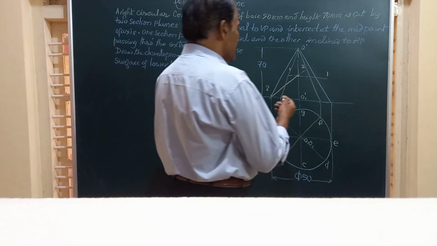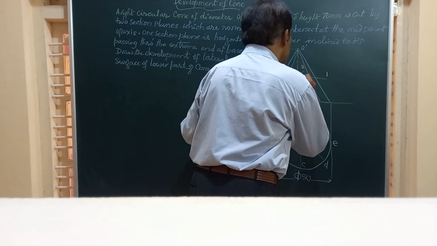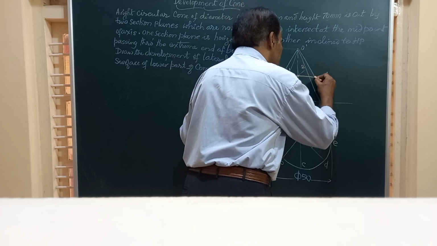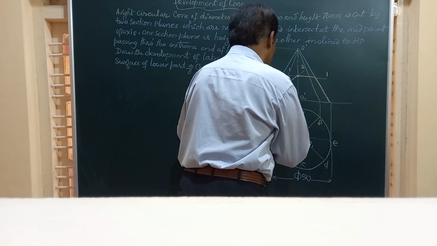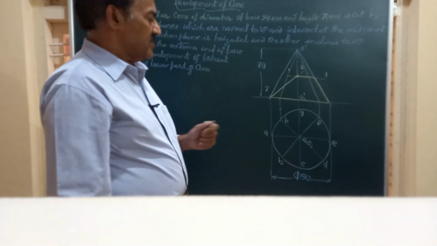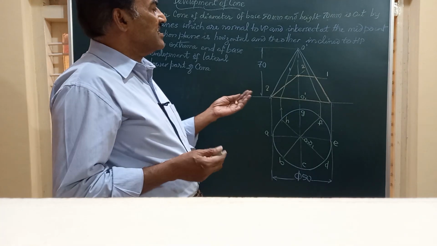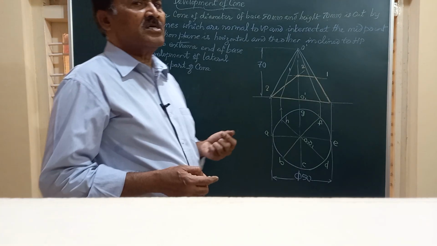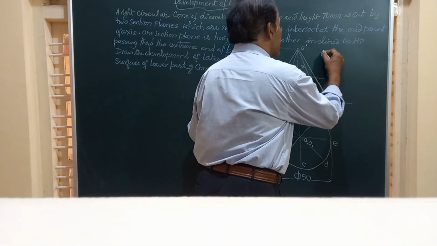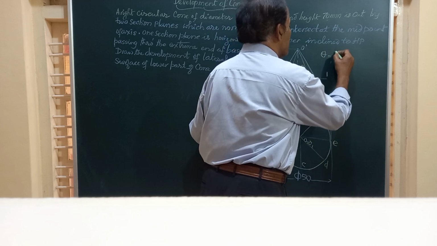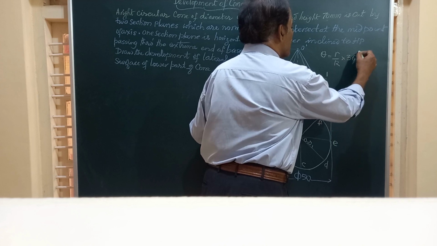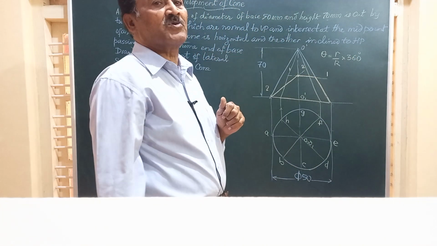And now friends, the portion which is to be retained for development is this portion, which I am going to show by dark lines. So for this portion, we need to draw the development. While drawing this development, we need to have what is known as theta, the subtended angle at O, that is given by the formula small r by capital R into 360. This has to be remembered by the students without fail.